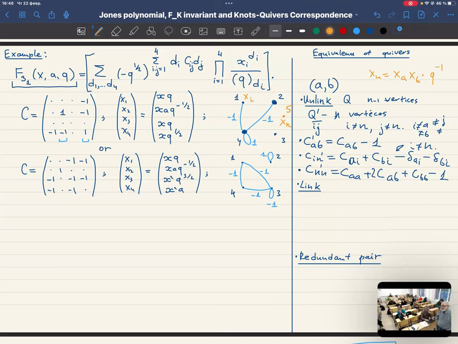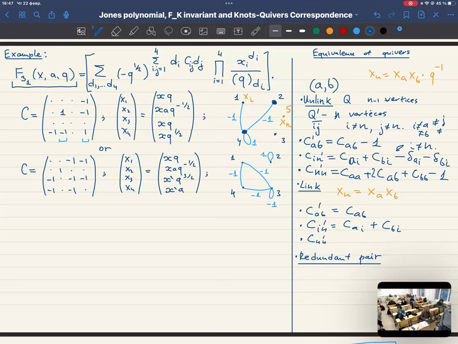And similar things happen for the link. So we again choose two vertices a and b, and we add another new vertex n. And for this vertex, the new variable will be just the product of xa and xb. And then we change the matrix in a similar way, just we do not change the number of edges between a and b. So it's a little bit simpler. So we don't have these deltas.